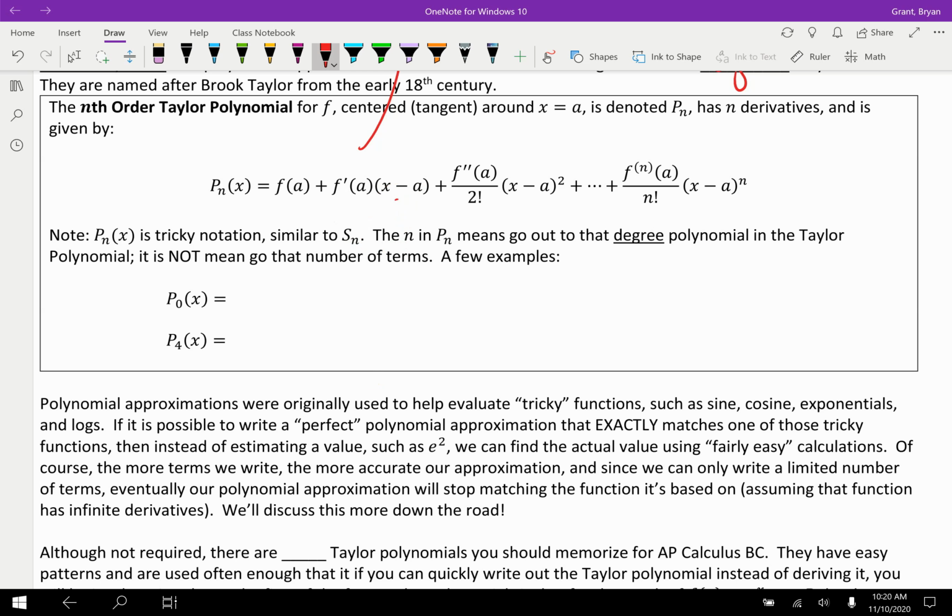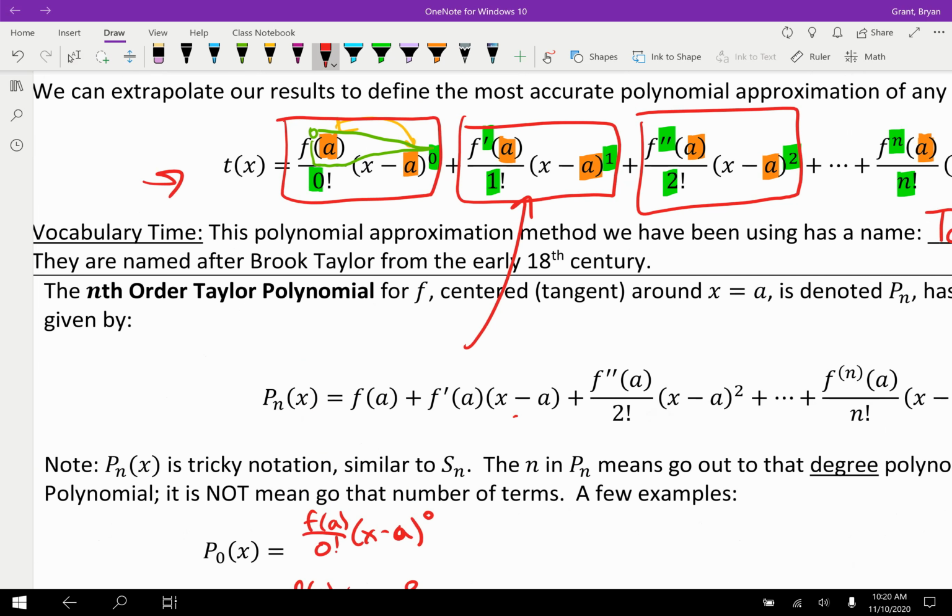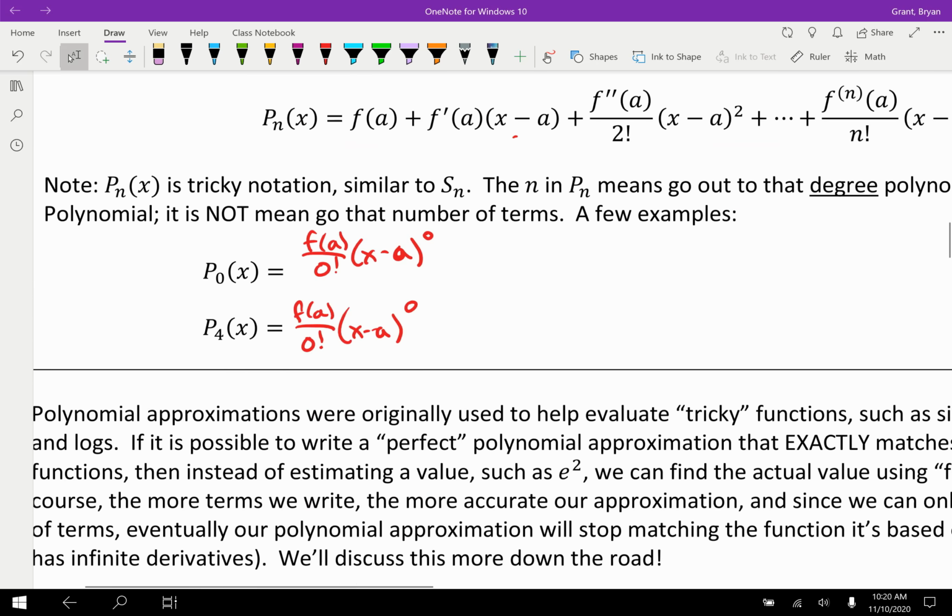For example, p sub 0 of x would just mean we do the 0th derivative at a. We do the 0th derivative of a over 0 factorial times x minus a to the 0th. This 0th power is a 0 degree polynomial. I would stop right there. If they asked for p sub 4 of x, well, we have to go a little bit further then. And again, the more you write this pattern, the better you're going to be at it, and you definitely need to memorize this pattern. It comes up all the time.